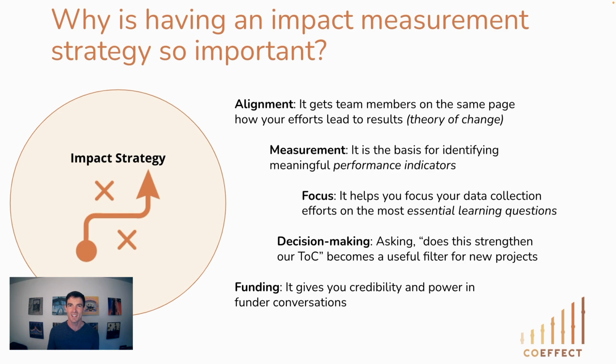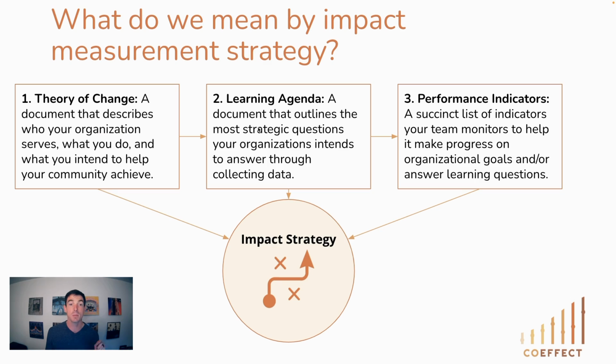The fourth benefit is decision making. Having a data collection strategy becomes a filter, almost, for making important decisions. If your budget's going to change, or if you're going to be adding new resources to your team, you can ask, okay, is this really complementing our impact strategy or is it tangential? If it's tangential, then why are we doing it? And then the final piece is funding. Having a theory of change, having performance indicators, and identifying your learning questions give you credibility and power in funder conversations.